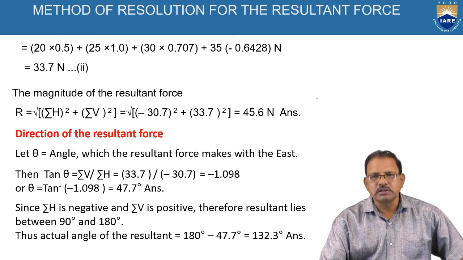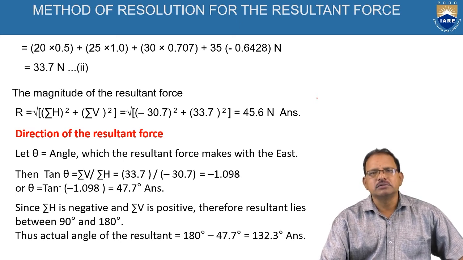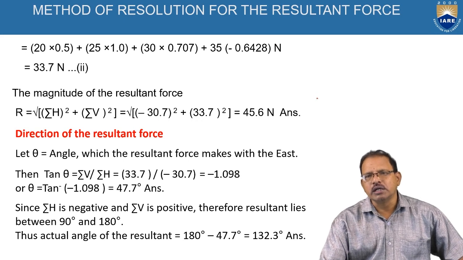So, the direction of the resultant force is given by, if theta is the angle made by the resultant force with the east, that is the positive x-axis, then tan theta is equal to sigma v divided by sigma h, which is equal to 33.7 divided by minus 30.7, which is equal to minus 1.098, which gives 47.7 degrees.